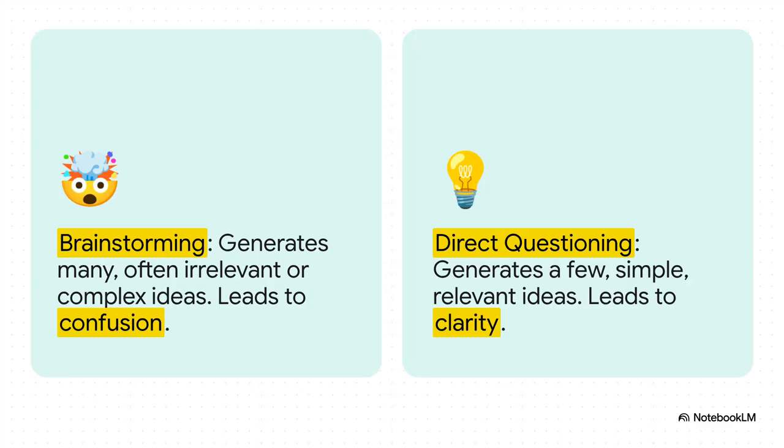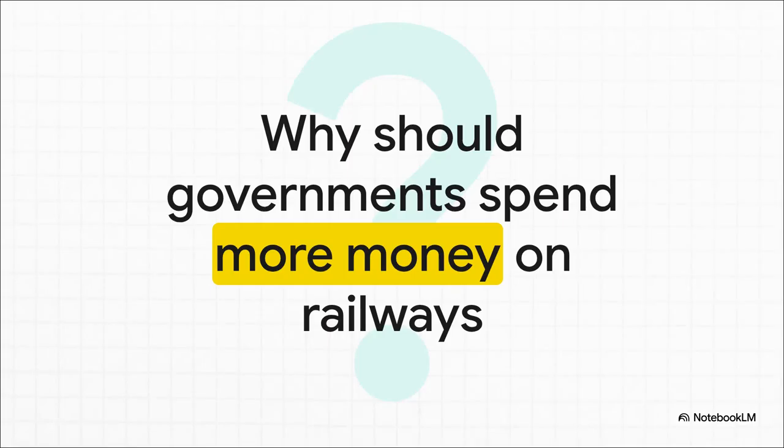So why is old-school brainstorming so bad for IELTS? Well, it's designed to create a huge quantity of ideas, and that just leads to confusion. You don't need 20 ideas. You only need 2 good ones. Direct questioning, on the other hand, is all about clarity. It helps you generate just a couple of simple, super relevant ideas that you can actually explain well. Let's see it in action.